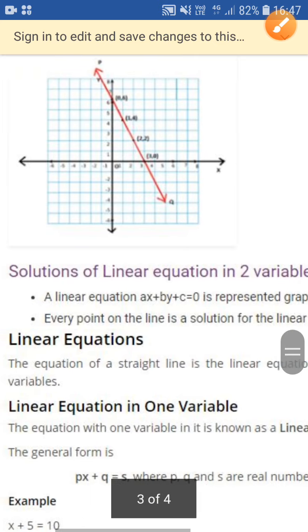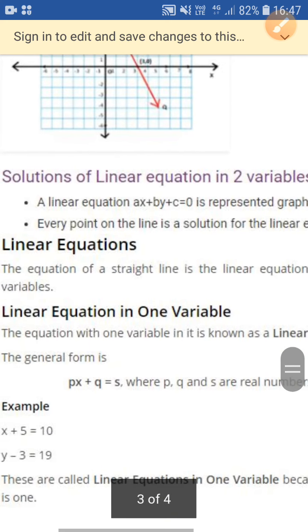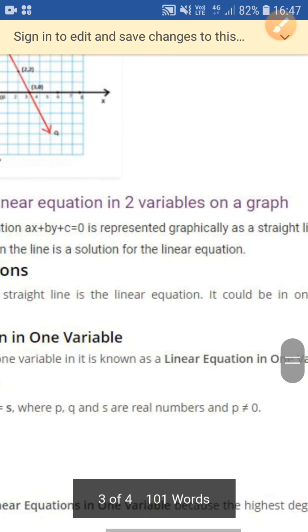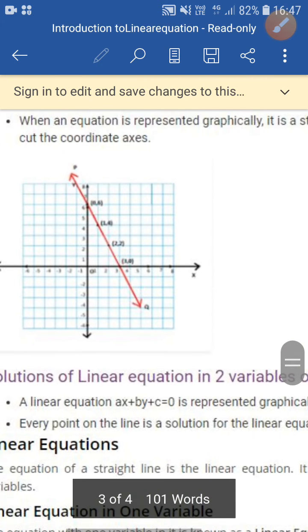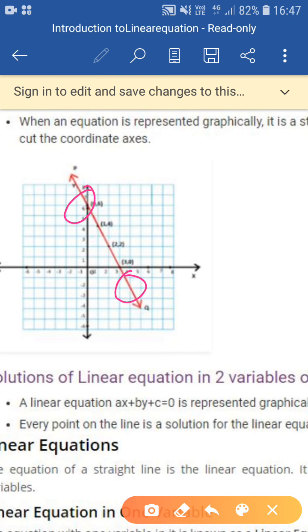Solution means every point on the line is a solution for the linear equation. Every point which lies on the line becomes a solution of this linear equation. And can you tell how many points can lie on the line? There are infinitely many points, as we have studied in the classes. Infinitely many points make the line, and therefore there are infinitely many solutions for this linear equation in two variables.